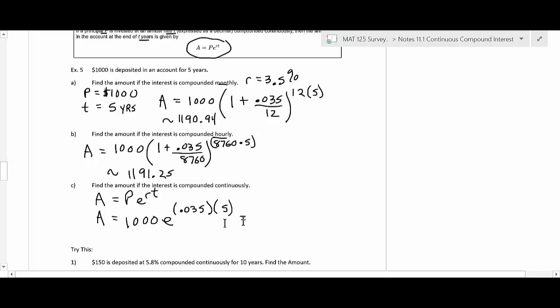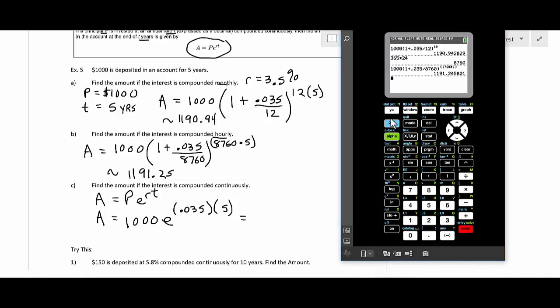Now let me show you on your calculator. You might not be real familiar with where E is. If you want to do E to a power, when it says E to the X, you can press second of the LN key to get it. That's what I do. So I'm going to put this in like this. I've got 1,000.